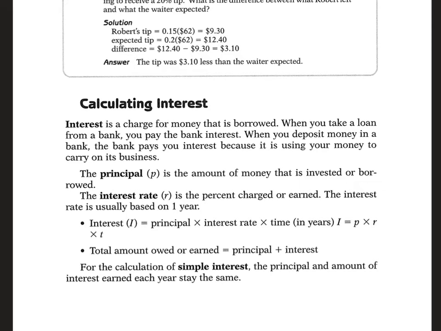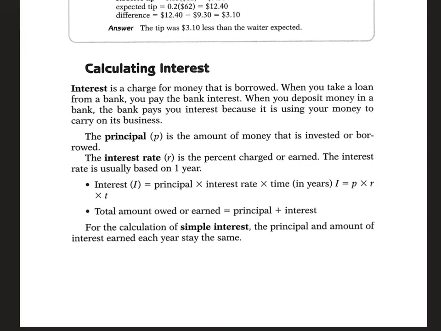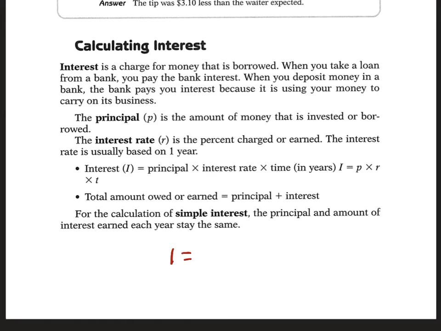Your interest, I, is equal to your principal times your interest rate times the time in years. This is where you're getting I equals P times R times T, and your T is in years. For the calculation of simple interest, the principal and the amount of interest earned each year stay the same.